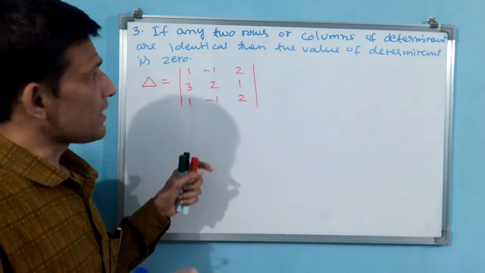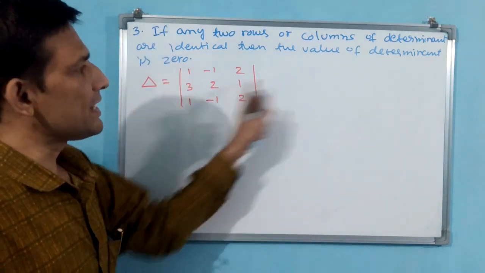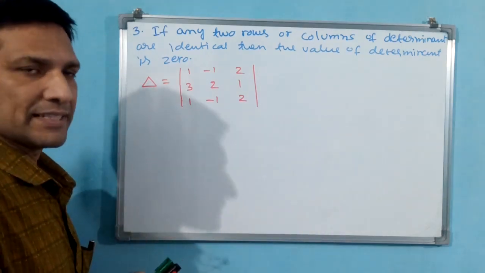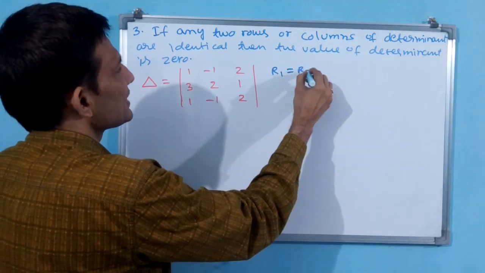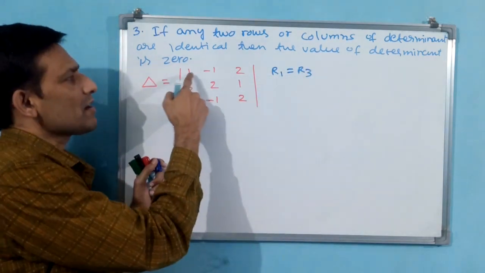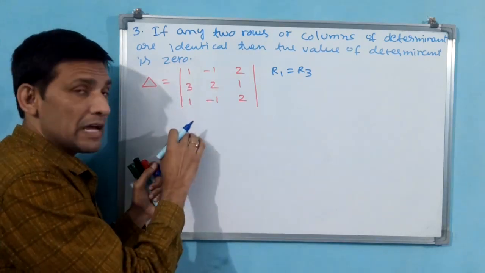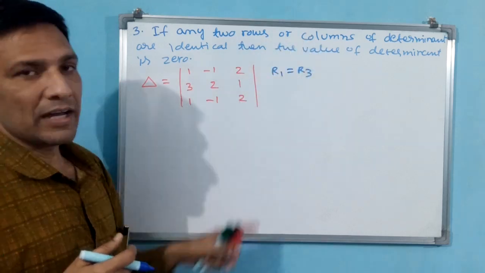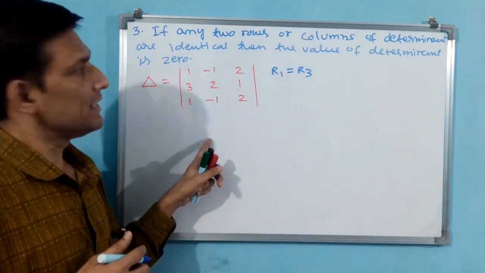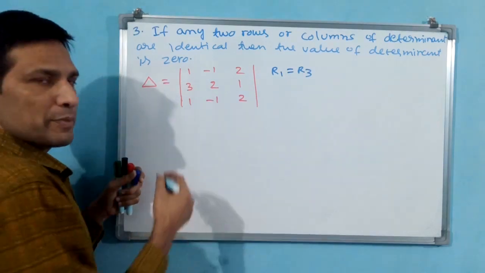Here you need not compare with another one; this itself gives the value, because delta 1 will not come, only delta. Can we say that R1 is equal to R3 here? R1 is 1, minus 1, 2. R3 is 1, minus 1, 2. Both are the same, because two rows are identical here. The value should become 0. Let us see whether it becomes 0 or not.